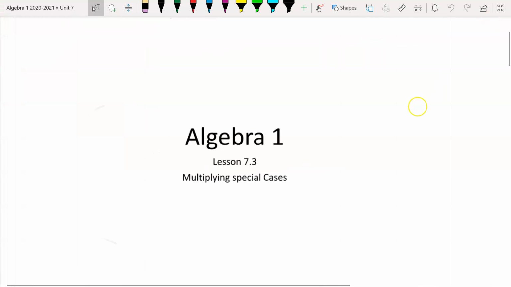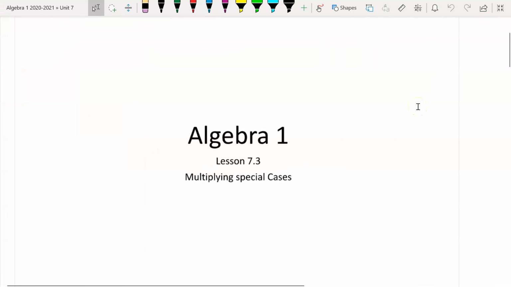Okay, so Miss Sanders worked with you guys on multiplying polynomials, so now we're going to talk about multiplying special cases. It's still going to be foiling, still going to be distributing, stuff like that, but it's just going to be a special case that you're going to see within certain polynomials.